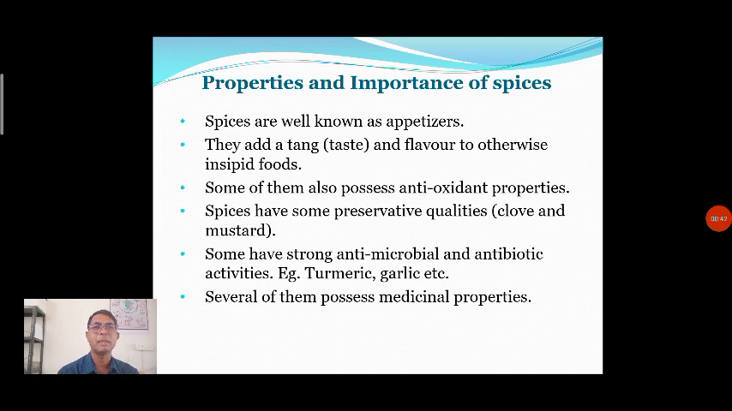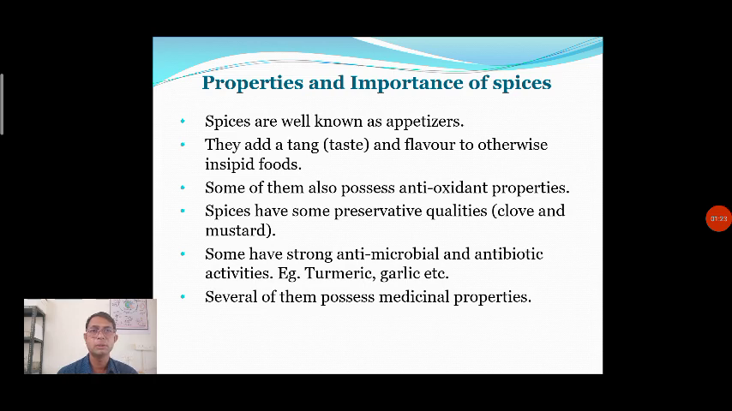For example, spices are well known as an appetizer. Generally we consume these spices as an appetizer. Along with that, they add some taste, which we call tang, and flavor to the given or prepared food. Commonly, when we add spices to the food material, they produce some aroma, extra taste, or flavor, and that is the most important property of spices.